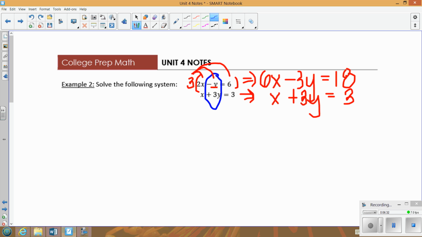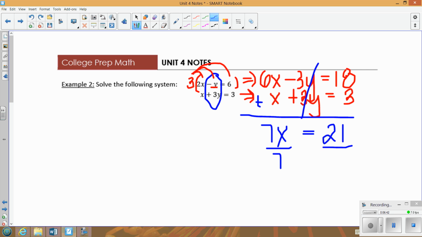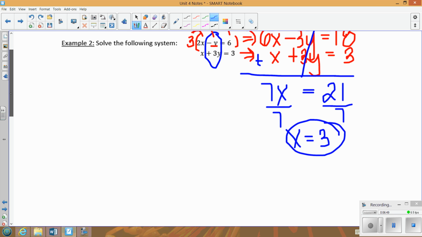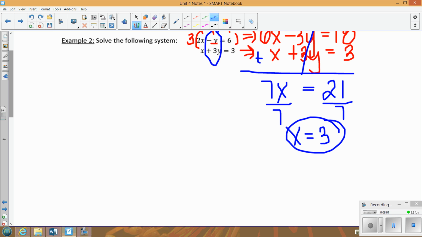And then I'm going to go ahead and I'm going to add these two equations. So I have 7x. These are going to cancel, which is what we wanted. And then over here, I'm going to have 21. So divide everything by 7. We get x equals 3. And now you can plug this into either equation. I'm going to say the second equation will be easier just because there's not a number in front of x, but really it doesn't matter because I'm going to have to divide by 3 anyways. So it's whatever you want. I'm just going to use the second equation.